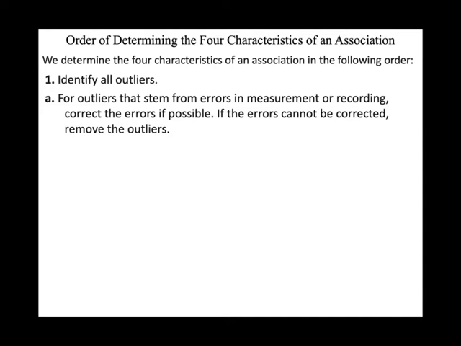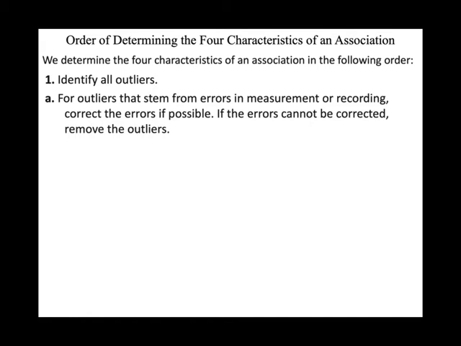Okay, order of determining the 4 characteristics of an association. We determine the 4 characteristics of an association in the following order. Number 1, identify all outliers. Remember what the outliers are? If you have points far away from the majority, we consider that an outlier.